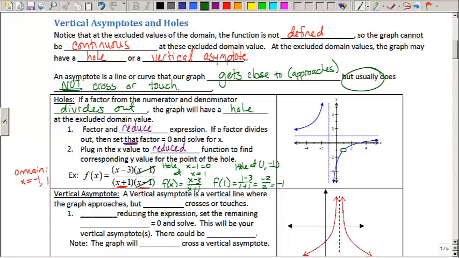Notice in my picture, I had a hole at 1 comma -1. The graph is continuous all the way up right until that point, and then it kind of jumps right over and keeps being continuous all the way towards the asymptote. So my hole is at 1 comma -1. If a factor divides out, you get a hole in your graph.